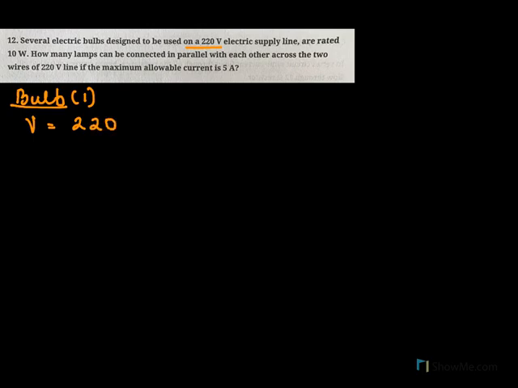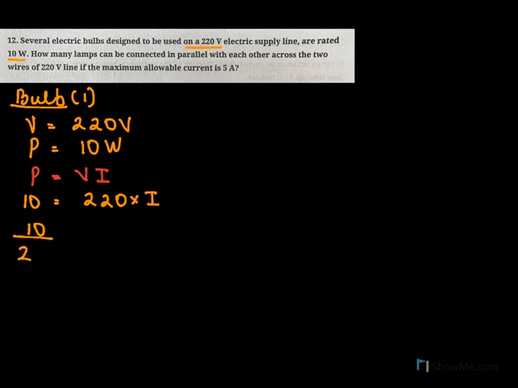The potential difference is 220 volts, rated at 10 watts. So power is 10 watts. If we know power and we know voltage, we know P equal to VI. Let's substitute in this. So we have power 10, voltage 220. So the current I flowing to one bulb will be 10 over 220. So 1 over 22 amperes will be flowing through one bulb.